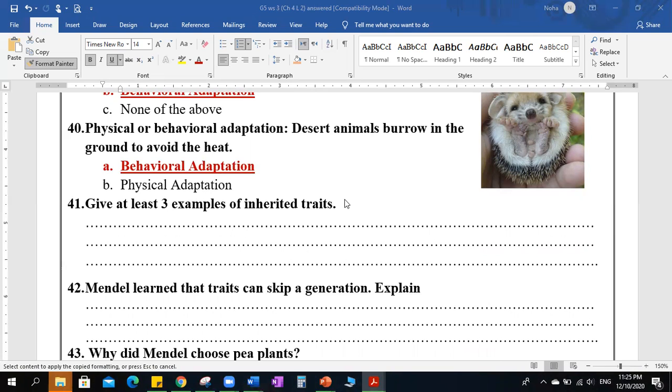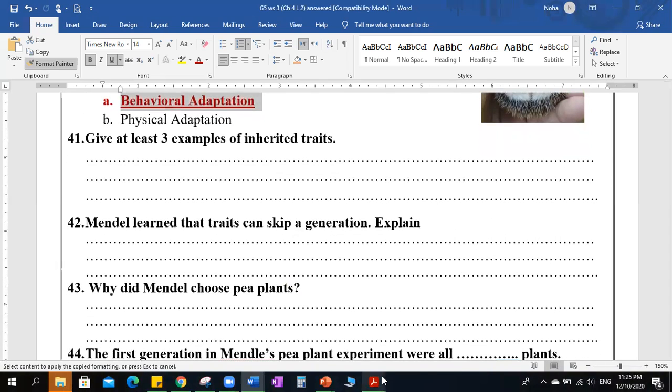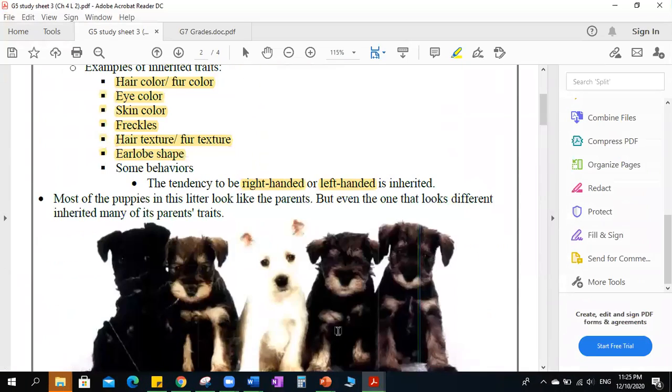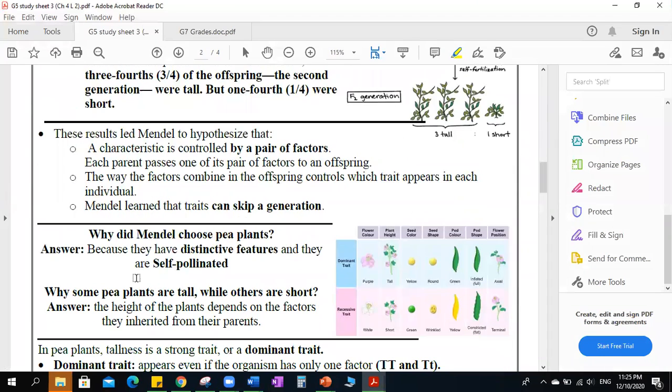Number 43, why did Mendel choose pea plants? We said for 2 reasons. He chose the pea plants because they have distinctive features, which means they have obvious differences between them. They were whether tall or short, whether with a purple flower or white flower, whether with a green pea or yellow one, wrinkled pea and a round one. So there were obvious differences between them, so we can see the difference easily.